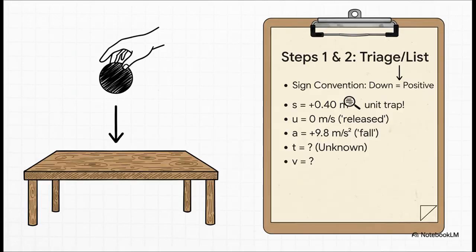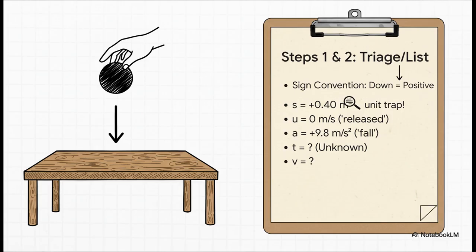All right, steps 1 and 2. First, let's just decide that down is our positive direction. Easy. Now we list our variables. Displacement S is positive 0.40 meters. And watch out, first trap right there. 40 centimeters becomes 0.40 meters. The word release tells us our initial velocity, u, is 0. Because it's a fall, we know the acceleration a is gravity, so it's positive 9.8 in our convention.